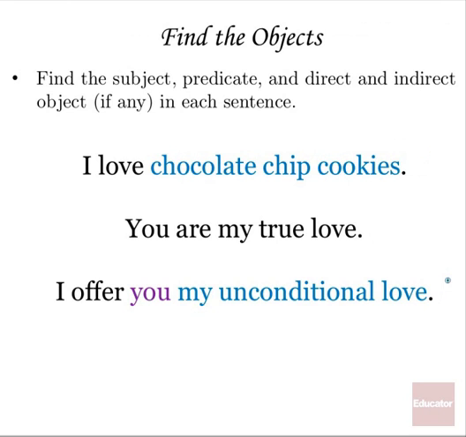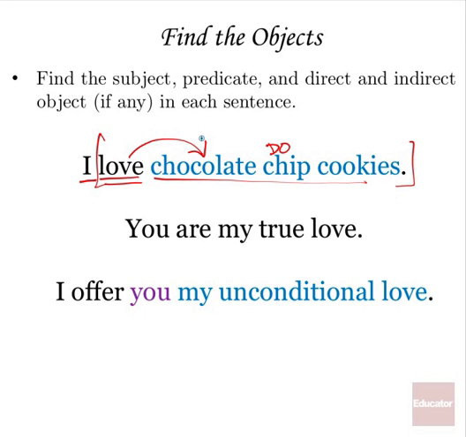And here we are. First sentence, I is the subject. I is what's performing the action, so our predicate is love chocolate chip cookies. What do I do? I love chocolate chip cookies. Love is our verb, and chocolate chip cookies is one big direct object. It's receiving the action love, as chocolate chip cookies should.